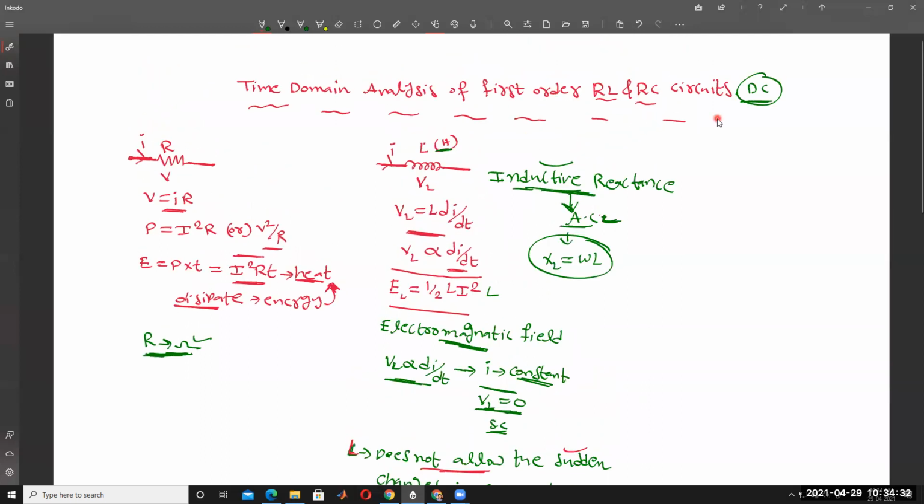Our main concept is the inductor during transient condition, at t equal to 0. Transient condition is nothing but t equal to 0, at the time of switching action. The inductor does not allow sudden changes in current. So transient condition means this condition at t equal to 0. Since it does not allow sudden changes in current, I is equal to 0. That's why under transient condition it acts as an open circuit. This is the main concept.